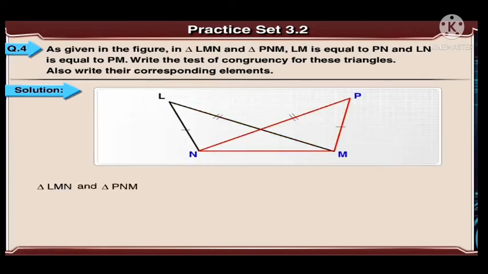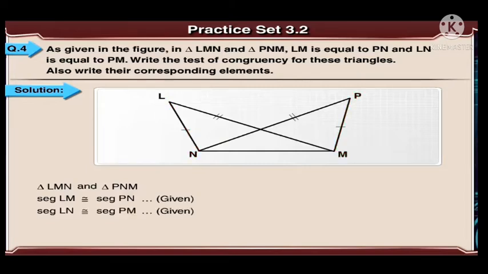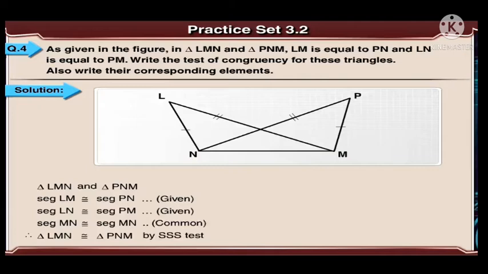In triangle LMN and triangle PNM, segment LM is congruent to segment PN, given in the question. Segment LN is congruent to segment PM, also given in the question. Segment MN is congruent to segment MN, since it is common. Therefore, triangle LMN is congruent to triangle PNM by SSS test.